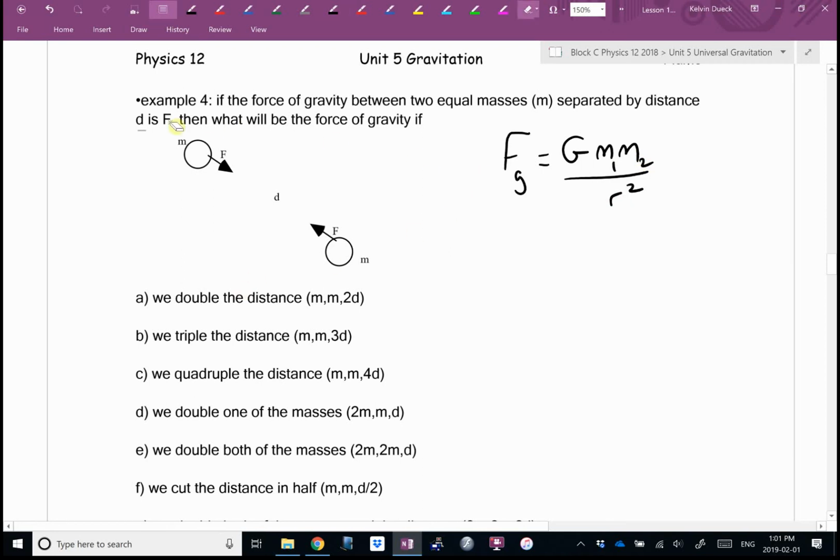Our original force is F. What if we double the distance? Will our new force be bigger or smaller? Smaller? How many times? So our new force would be F over 4. 4 times smaller. What if we triple the distance? 9? Yeah. 9 times smaller. What if we quadruple the distance?